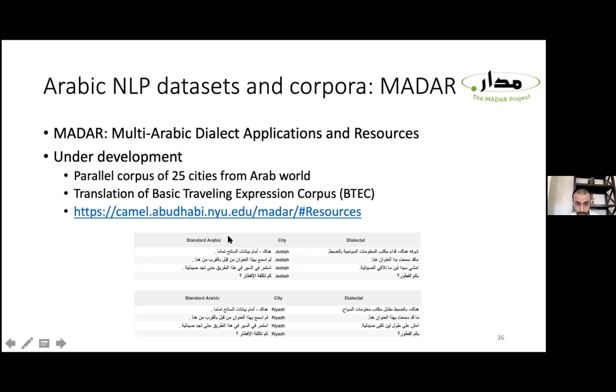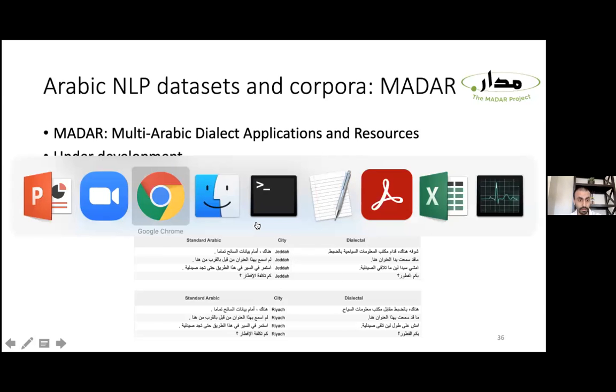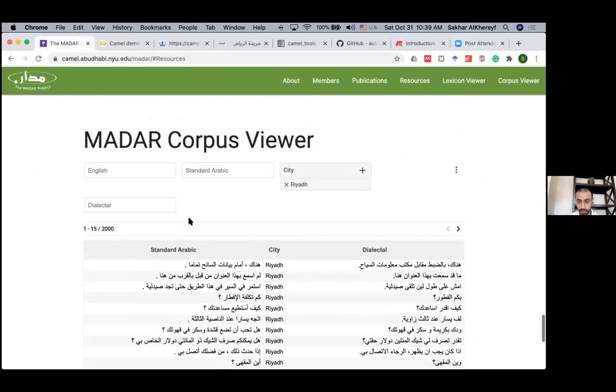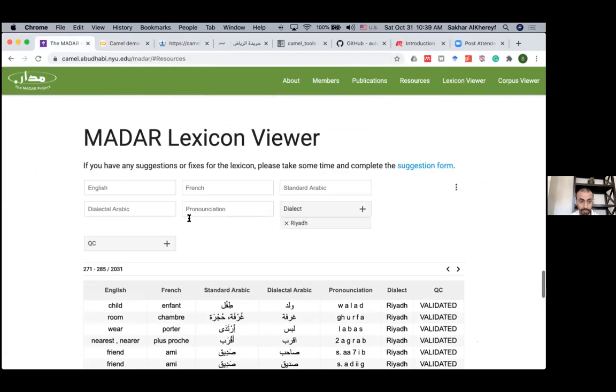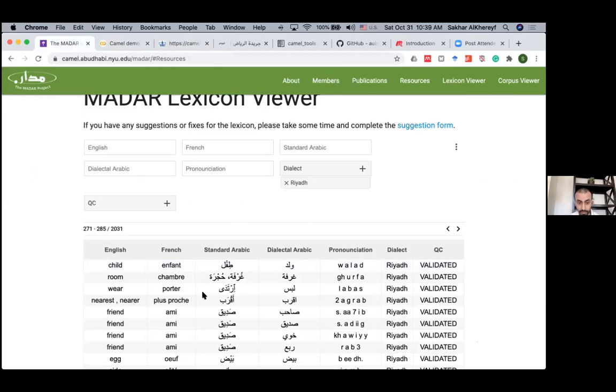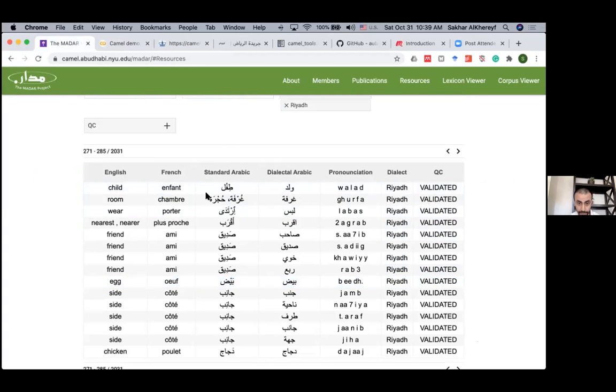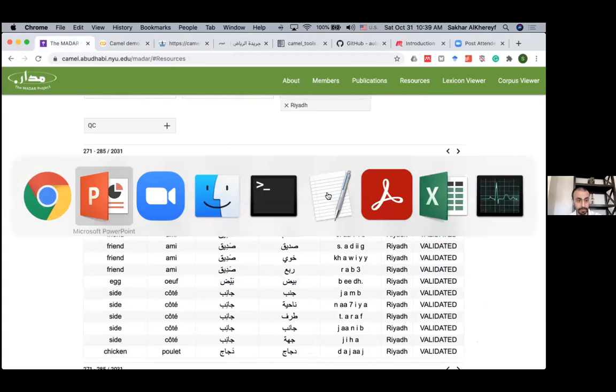Yeah, you can see here some examples for sentences in standard Arabic and in different dialects. Like here you have Jeddah dialect and Riyadh dialect. You have the corpus here, and you have also a lexicon viewer. You have some words and their corresponding translation in different dialects.